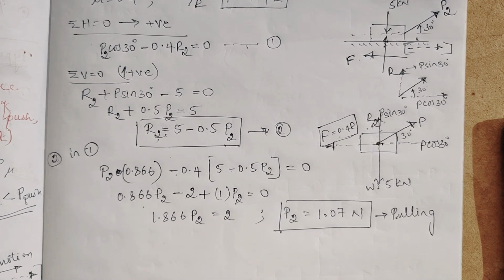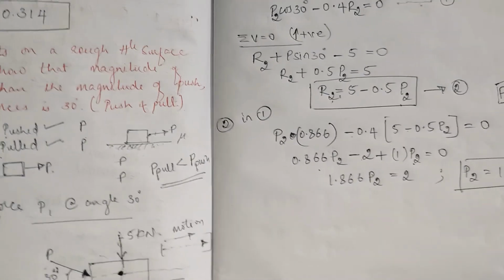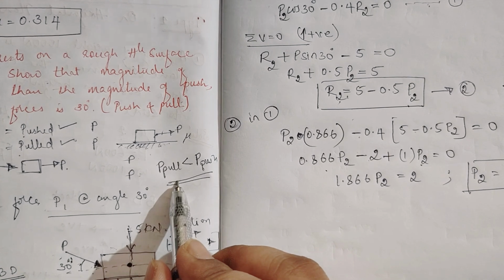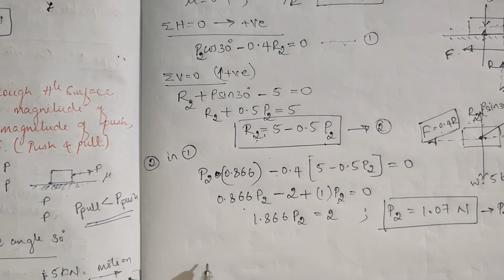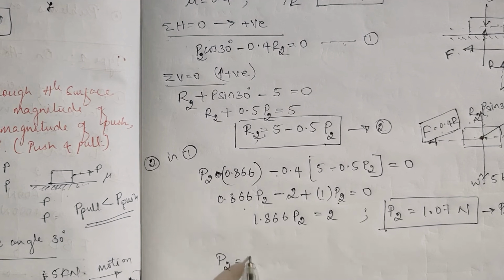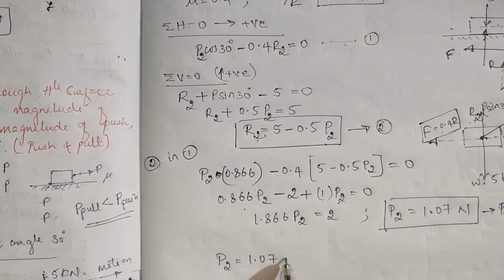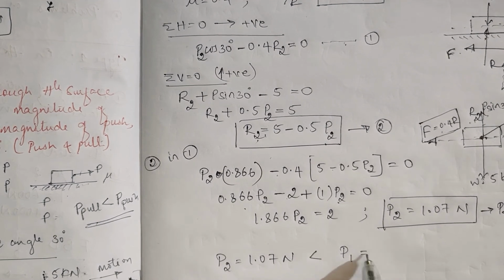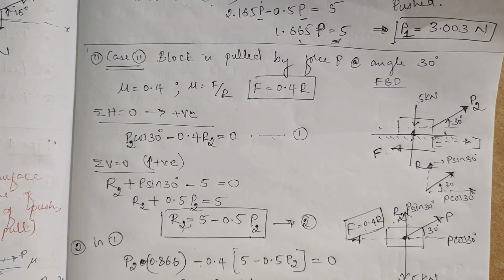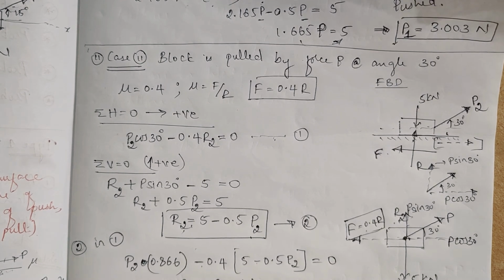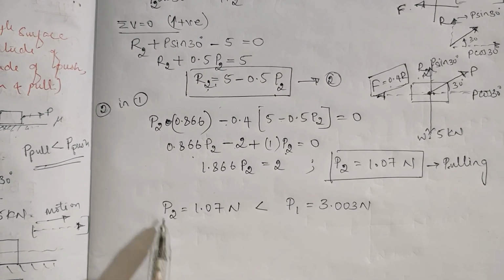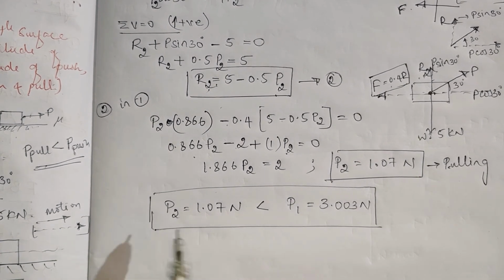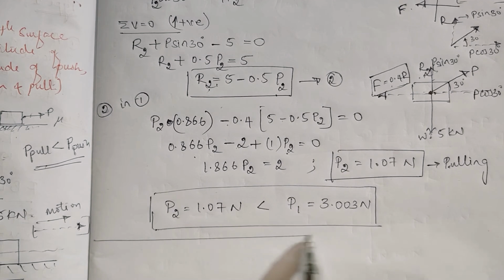So in the question, what they have given, we have to show that pull is less than push. So what we got? P2 value is 1.07 Newton, which is less than P1. How much is the P1 value? 3.003 Newton. So P2 is less than P1. Okay, hence the problem was solved.